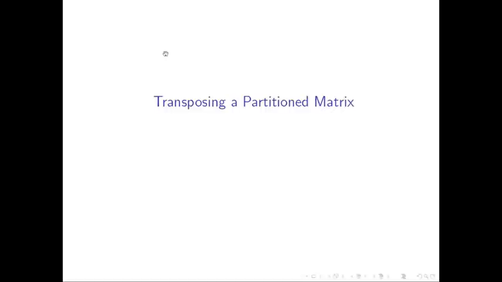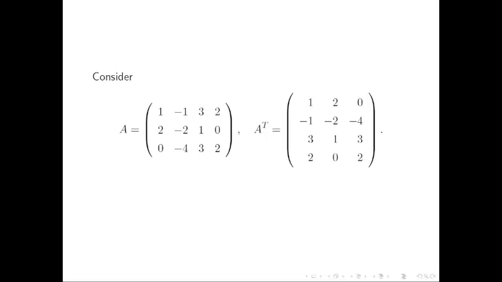We now discuss how to transpose a partitioned matrix. We again start by considering a concrete example. Here is a 3x4 matrix A and its transpose. Let's partition these matrices. Notice how the partitioning of A propagates into a partitioning of A transpose.